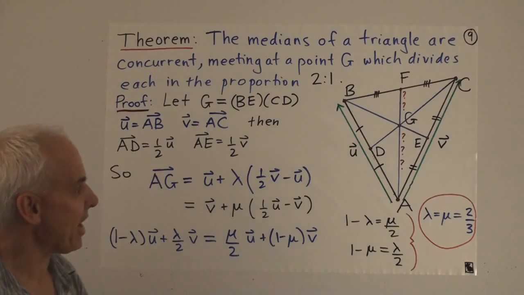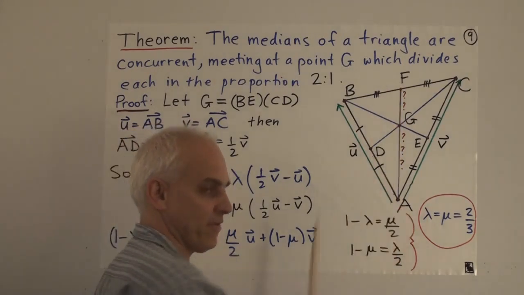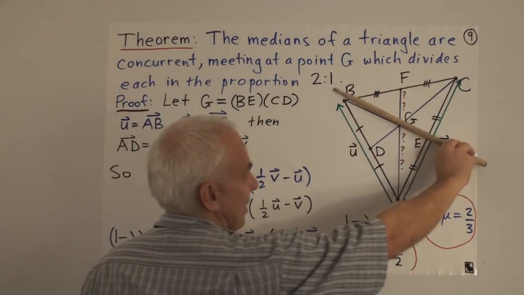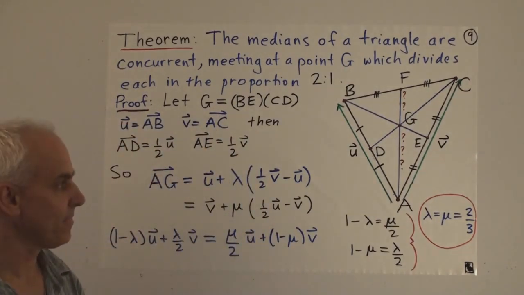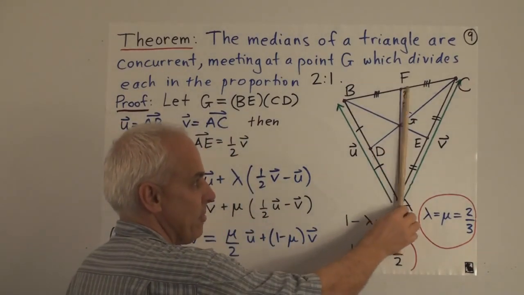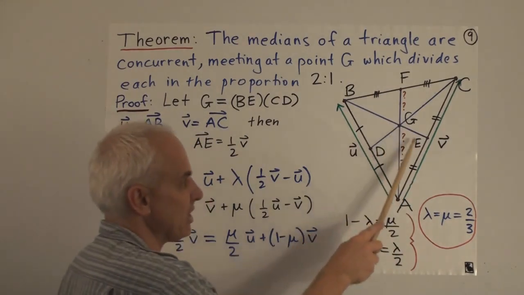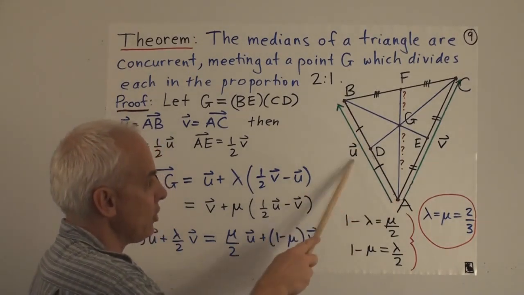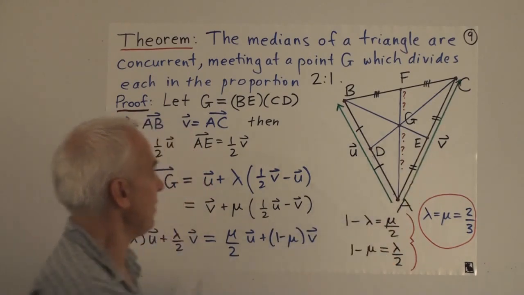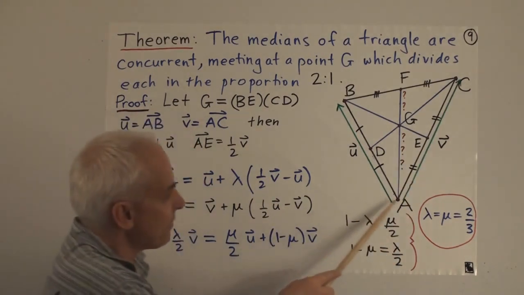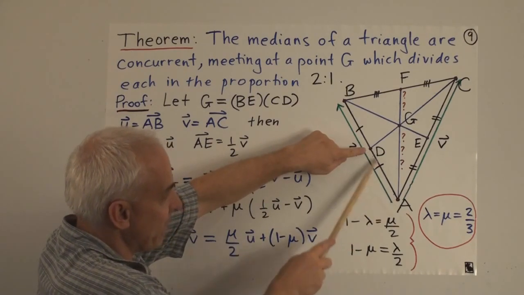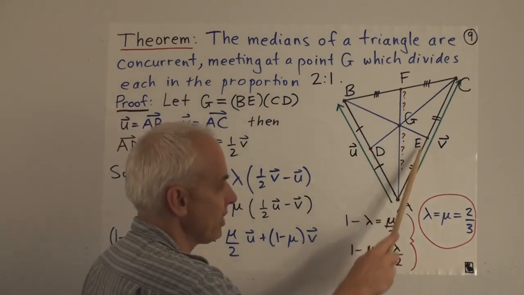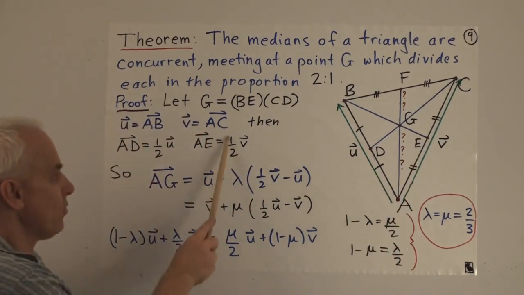Alright, so let's start by forgetting about this median for a second. And let's just say that this median and this median intersect at the point G. We will not assume yet that the third median also passes through there. So G for now is the intersection of this median with this median. We'll let the vector AB be u and the vector AC be v. Then the fact that this is a midpoint means that the vector from A to D is 1/2 of u. And this being a midpoint means that this vector, AE, is 1/2 of v.